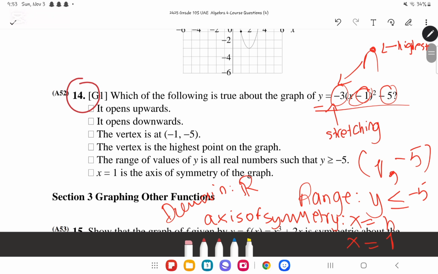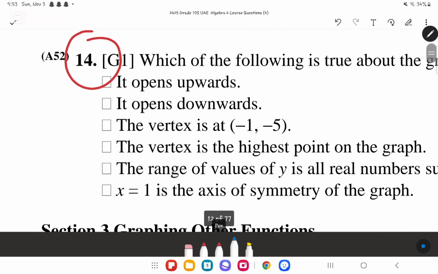Now we have the properties, let's answer. It does not open upward, but it opens downward. Its vertex is not this, this one is the vertex. Since it opened downwards, the vertex is the highest point of the graph. The range is not this, this is the range, and x equals 1 is the axis of symmetry to the graph. So we can say that this one and this one are correct.